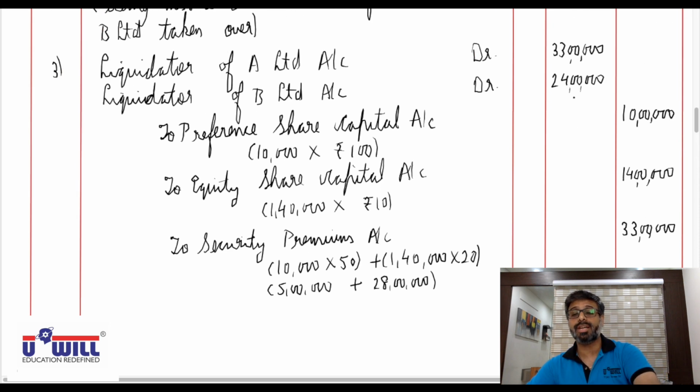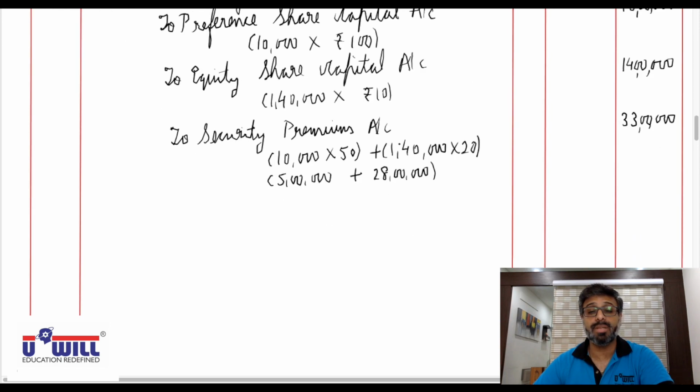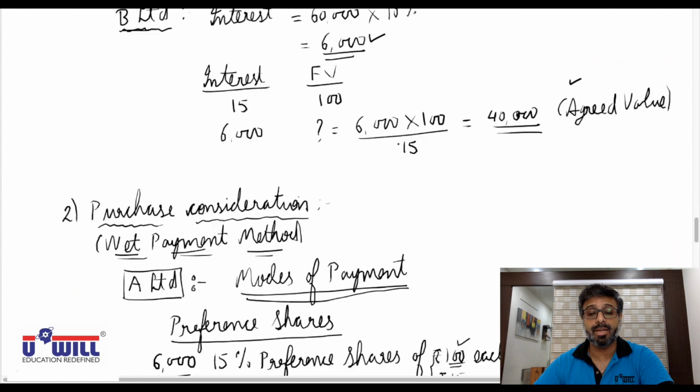And you can again cross check. 33 plus 10 plus 14 is equal to 57 lakhs, and here also 57 lakhs. So third entry is also very important here. All of you have to see the amounts carefully, which you get from the workings of net payment method only.